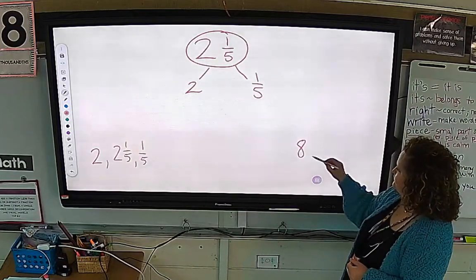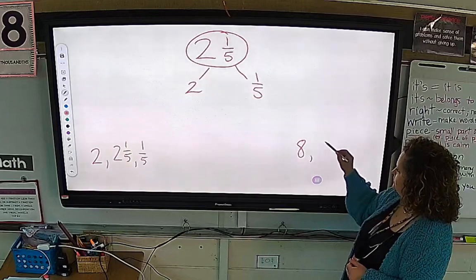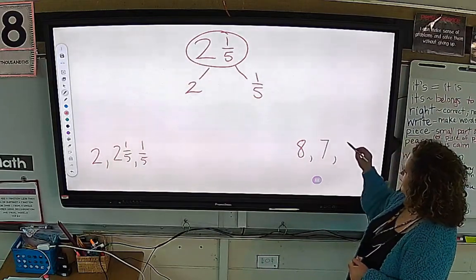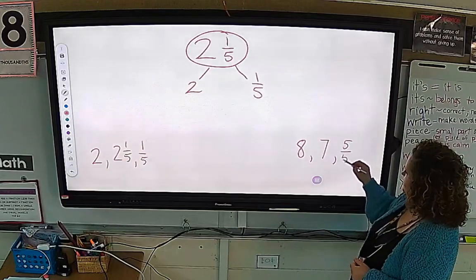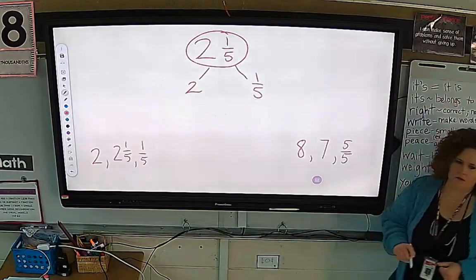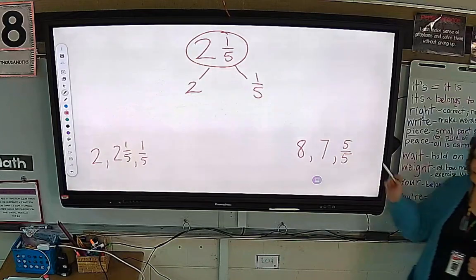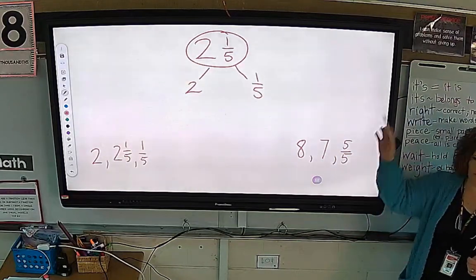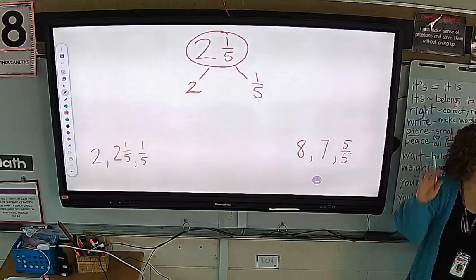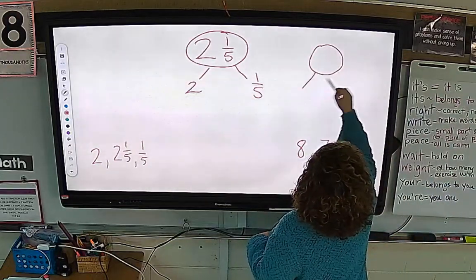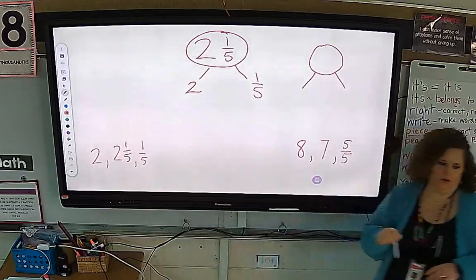Okay. How could 8, 7, and 5/5 go together? Okay. This could be a fact family too, but I need to know where to put what number. What goes where?